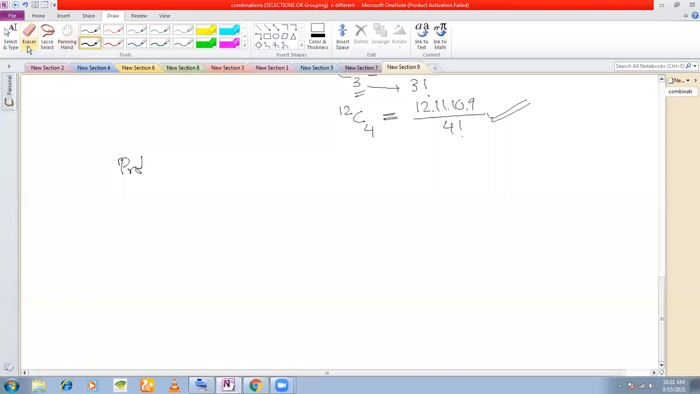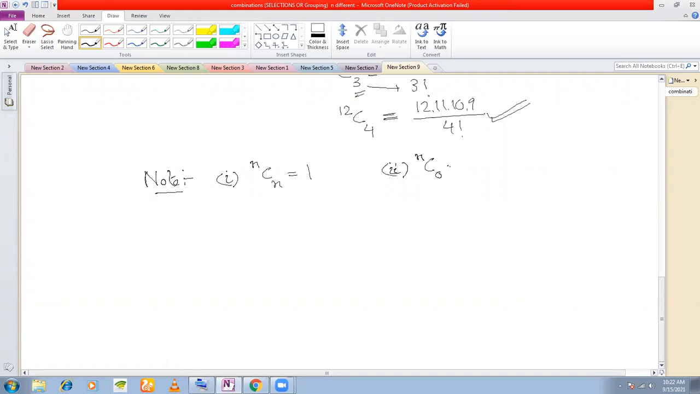Very important. Now, before properties, a very important thing to note. First, the combination of n different things taken n at a time is always one. Why should it be one? Piyush, why should NCN be one? Sir, because we are selecting all. Yes, because if there is a class of n students and I am selecting all the students, in how many ways can I do it? I can only do it in one way, right? Yes, sir. So that is why NCN is one.